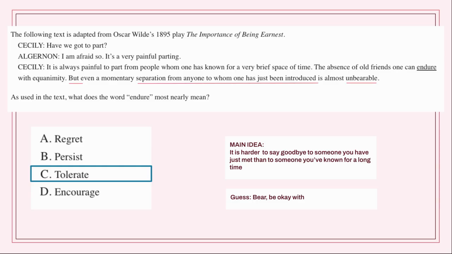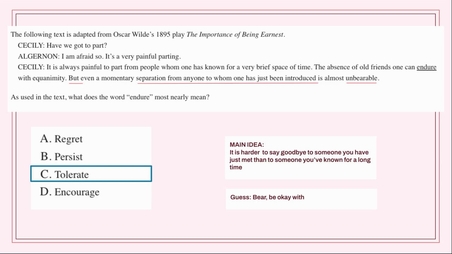So A, regret. We're not really talking about regretting anything here. We're comparing the pain of parting with someone. So regret doesn't really make a lot of sense here. Persist, we're saying one can persist, doesn't really make a lot of sense. Persist honestly means like draw out the absence, but why would you want to keep the absence up or stay away from an old friend? That doesn't make a lot of sense.